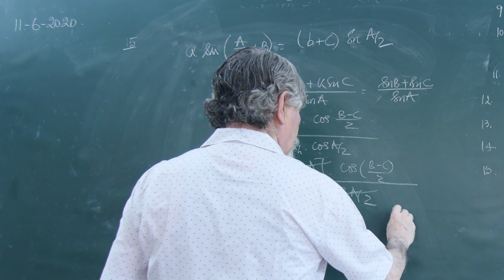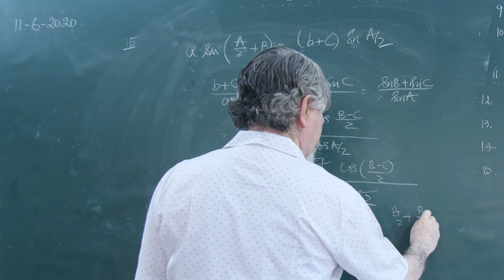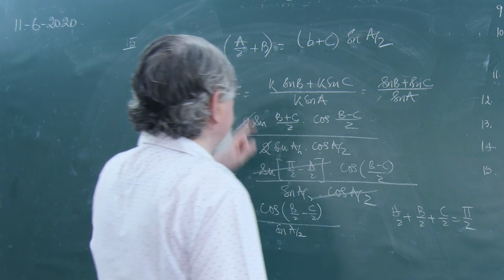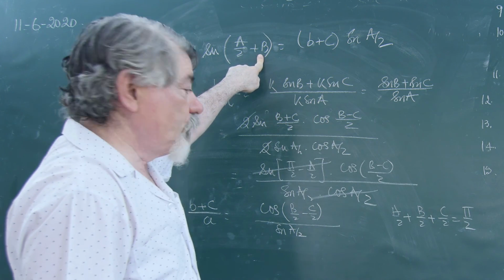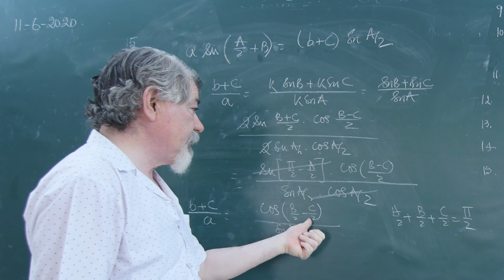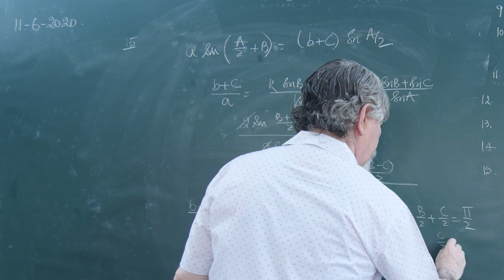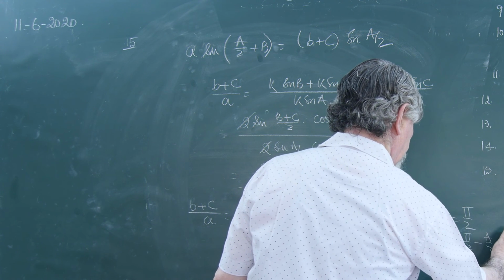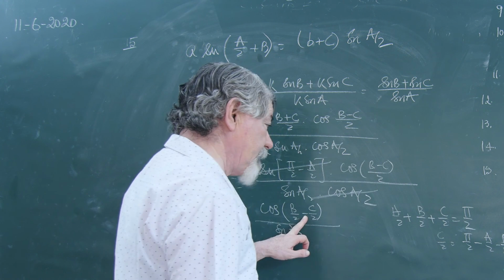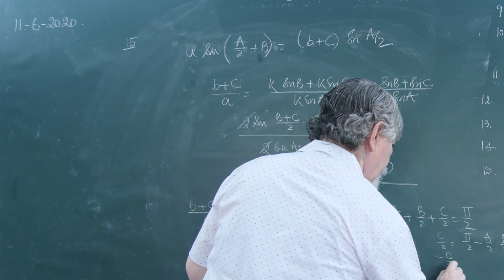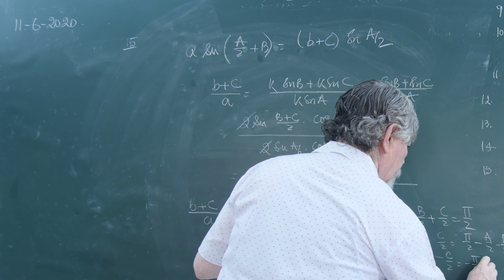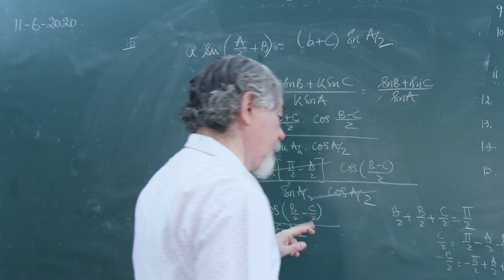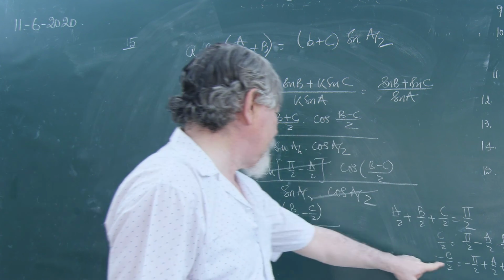We know that A by 2 plus B by 2 plus C by 2 is equal to pi by 2. Please look into your question. You have A by 2 plus B, that means you don't have C. So I should remove this C by 2 from here. C by 2 will become pi by 2 minus A by 2 minus B by 2. And since it is minus C by 2, minus C by 2 will become minus pi by 2 plus A by 2 plus B by 2. In place of minus C by 2, I'll write this.